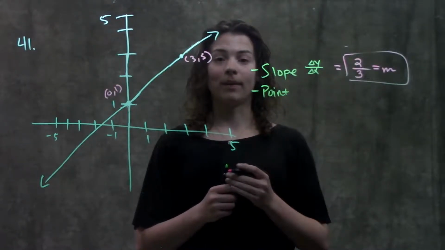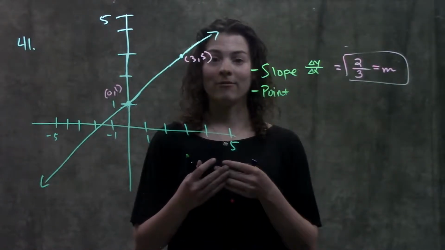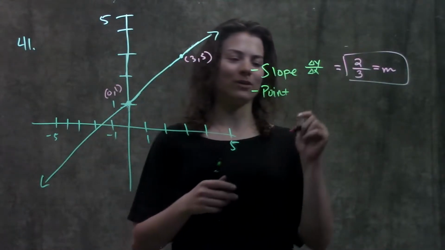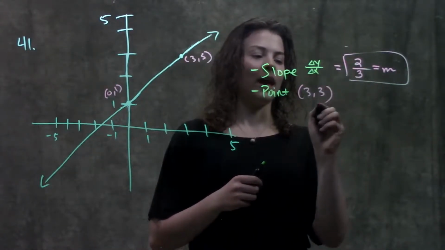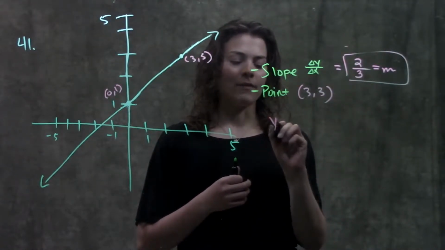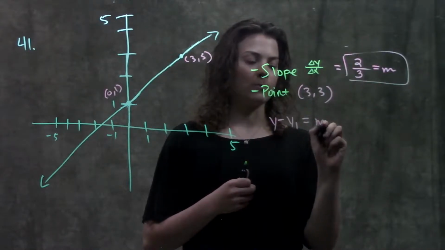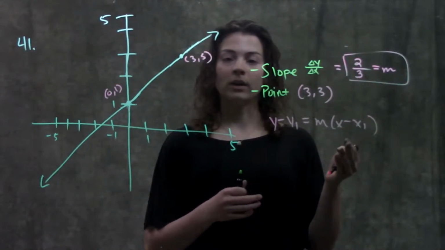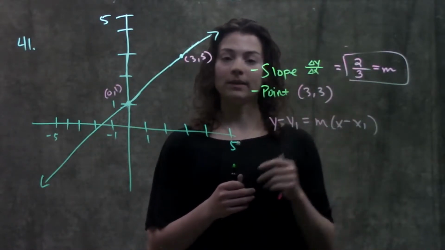And now I need a point on my line. Well, I have many, because they gave me the graph of the function. So I'll just choose this point 3, 3. And now I just plug these things into my equation of the line. For this video, I'm going to use the point slope form, which remember is this, where my y1 and x1 are just my point, and my m is my slope.